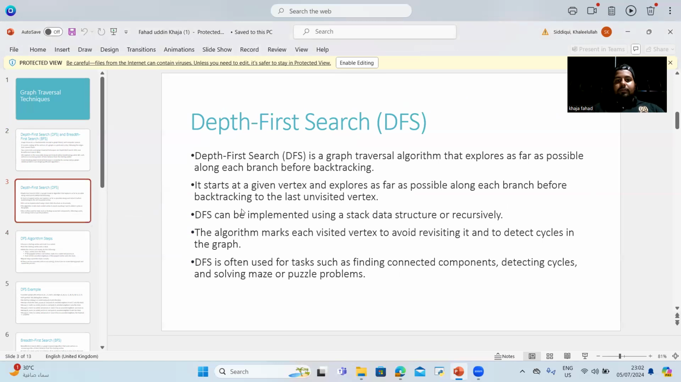Depth first search. Depth first search, DFS, is a graph traversal algorithm that explores as far as possible along each branch before backtracking. It starts at a given vertex and explores as far as possible along each branch before backtracking to the last unvisited vertex. DFS can be implemented using a stack data structure or recursively. The algorithm marks each visited vertex to avoid revisiting it and to detect cycles in the graph. DFS is often used for tasks such as finding connected components, detecting cycles, and solving maze or puzzle problems.